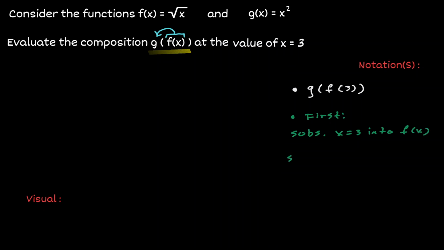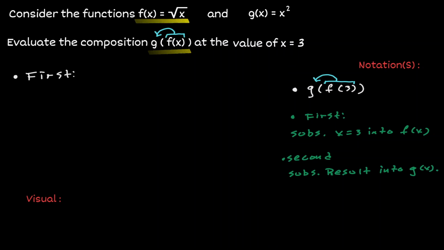And second, we're going to substitute the result from that evaluation into the function g. So let's do that. Let's go to the function f, which we have here, and let's substitute the value of 3. Then we're going to get the square root of 3. And let's keep it as that.